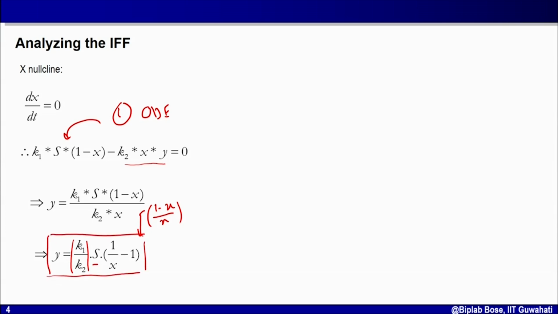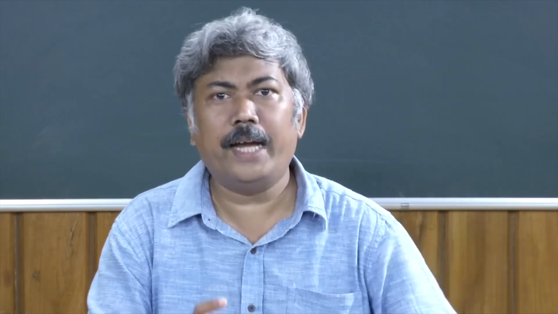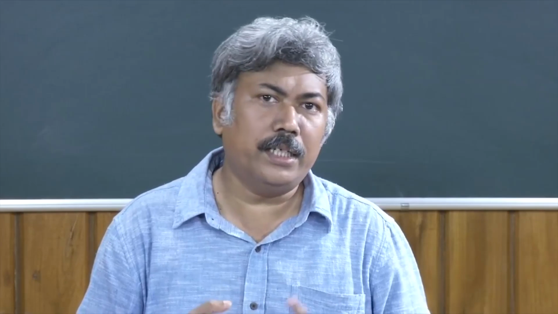So this is my X null-cline. And remember here X null-cline also depends upon S. But the relation between Y and X is non-linear. So if I have got X null-cline and Y null-cline, I can look into the steady state. So I can do that graphically. Before I move into graphically showing X null-cline and Y null-cline, let us do some algebra. We know that at steady state both dx dt and dy dt have to be 0. And that is the intersection point of X null-cline and Y null-cline.